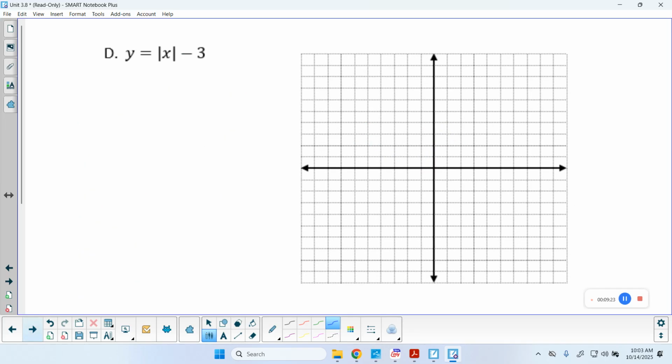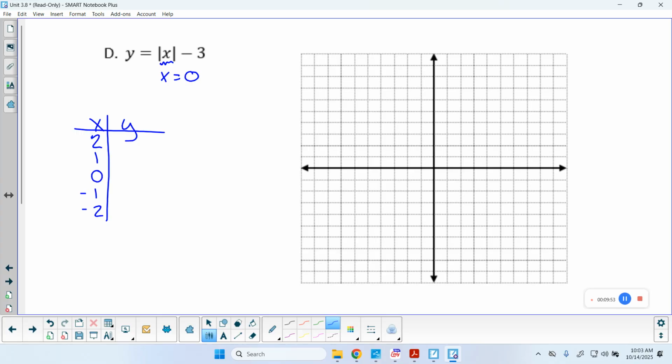With D, we're going to graph the absolute value of x and then -3. So here's our table, x and y. Remember, to find the x value, you only take what is inside of the absolute value, which is x, and we set it equal to 0. The x is solved, so 0 goes in the middle. We'll count up to 1 and 2, down to -1 and -2. Now we're just going to go ahead and plug everything in.